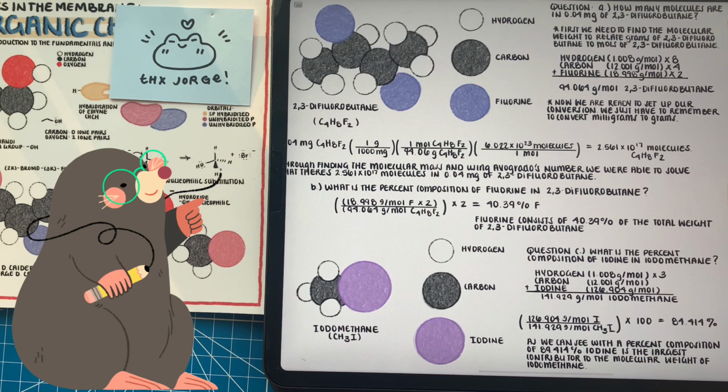Quite interesting, because we can say that 2,3-difluorobutane had more atoms than iodomethane, but because some of the atoms in iodomethane were heavier, at the end of the day the molecular weight of this molecule was heavier. I know that seems a little intuitive, but it's really cool to look at. All the weight of iodomethane is really coming from that one iodine atom.